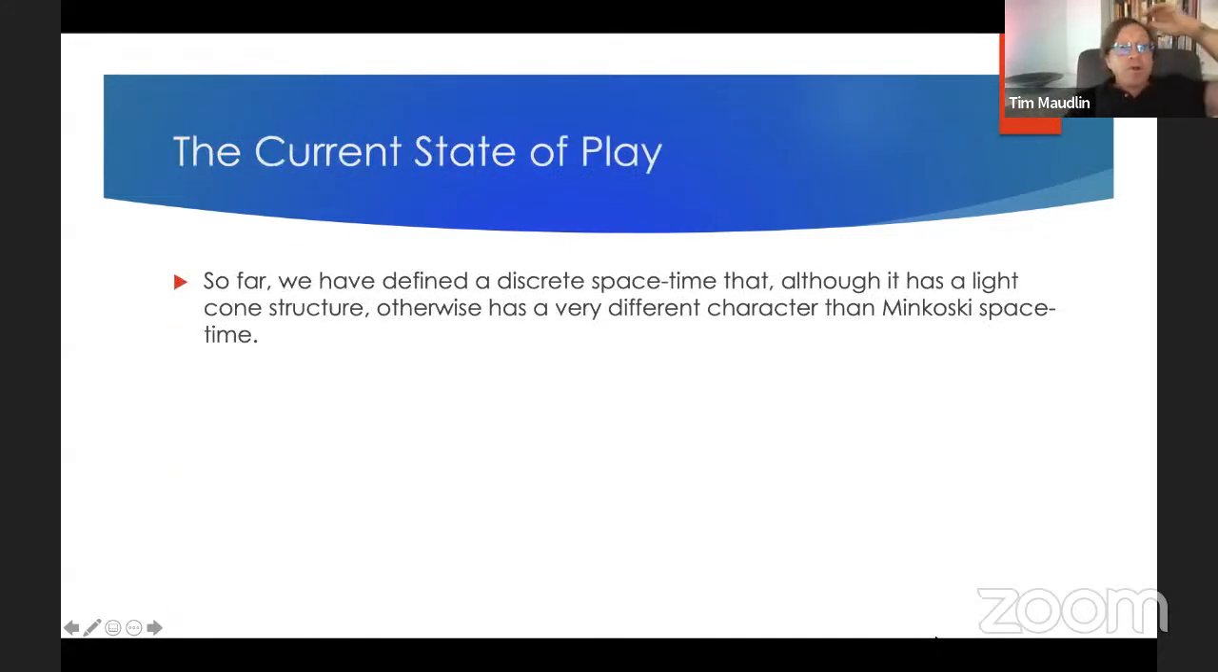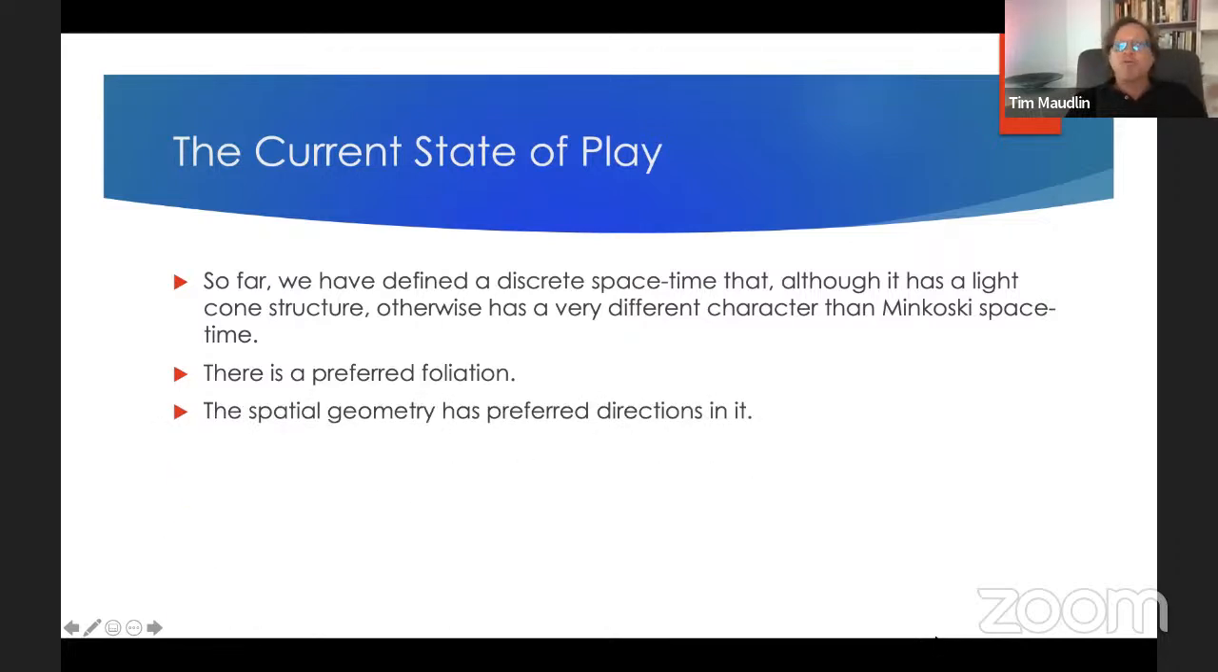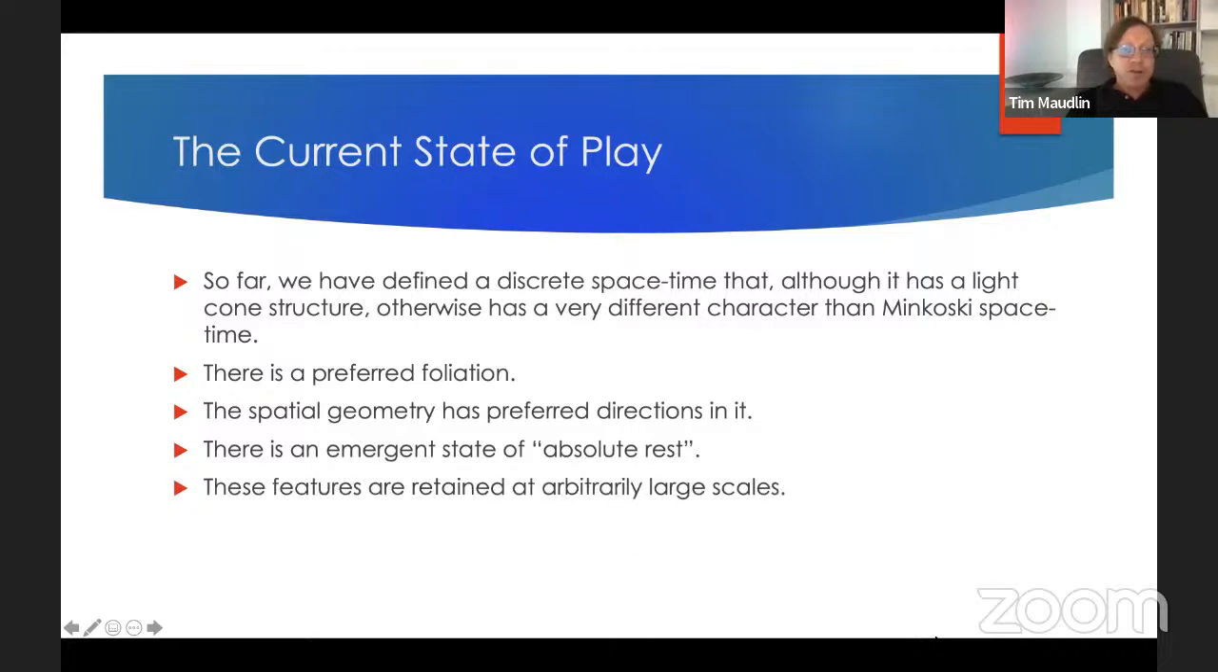Good. So where are we now? I'm sorry, I'm rushing so fast, but I know I don't have much time. So we have a discrete space-time that has a light cone structure, but otherwise has a completely different character than Minkowski space-time in many different ways. There's a preferred foliation. Spatial geometry has preferred directions in it. There's an emergent state of absolute rest. None of this occurs in Minkowski space-time. And they are retained at arbitrarily large scales. They don't in any obvious sense wash out just because you go to high scales.